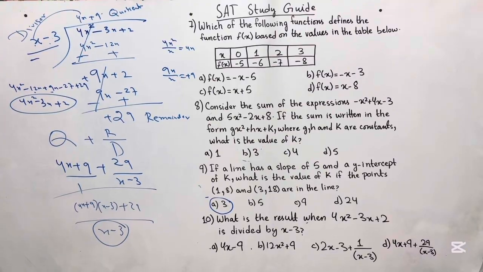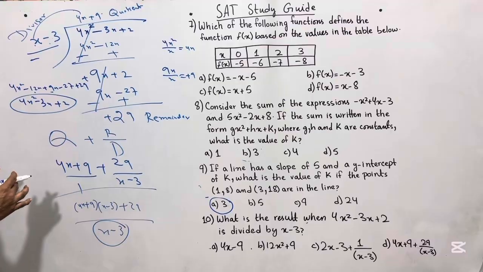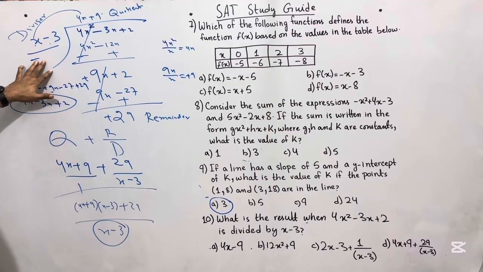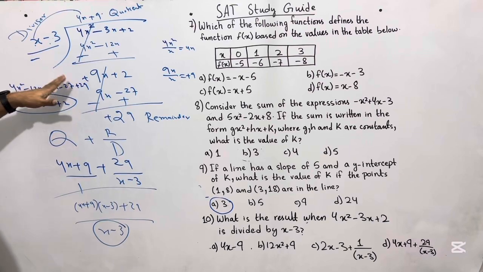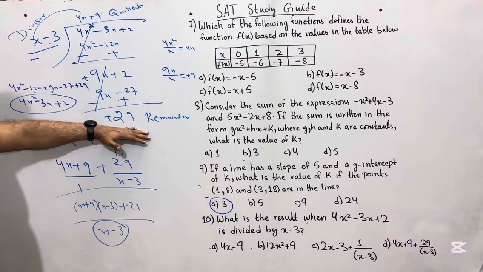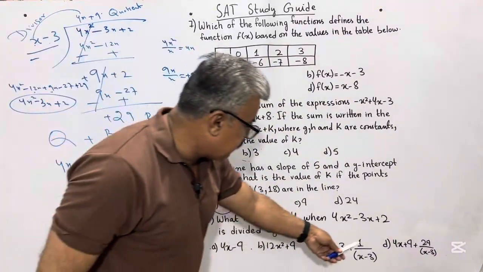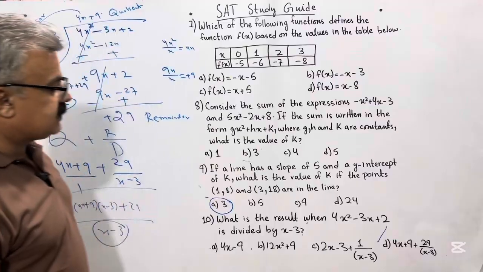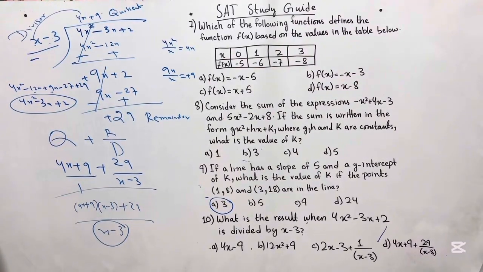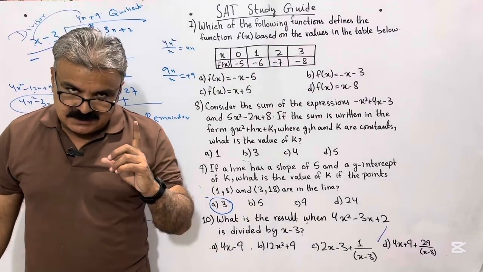That is the way to negotiate division when the divisor is not a root factor. Whenever the remainder is not equal to 0, our answer is going to be 4x plus 9 plus 29 over x minus 3. It's my tiny effort to guide you on how to solve that question. It's solved. Next.